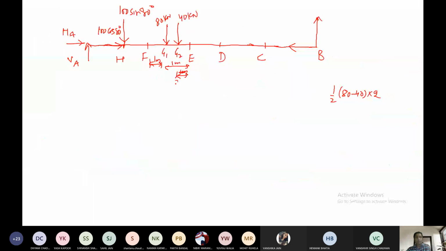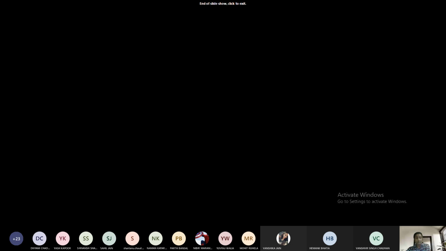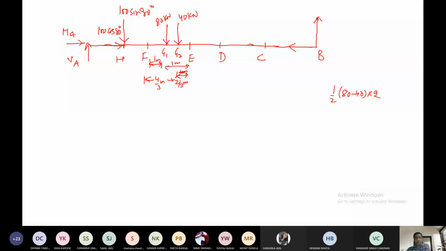This is not 1 meter, this is 2 by 3 meter, and this will be 4 by 3 meter up to here. So these two distances will be like that, and after that, at the point CD, this 20 into 2, 40 kilonewton, and let us say this is G3. So the distance will again be 1 meter and 1 meter. And what about this one?